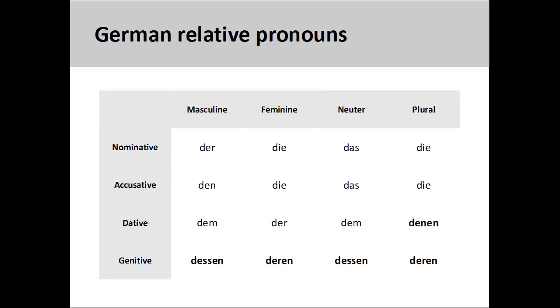As you have by now certainly noticed, the relative pronouns in German are very similar to German definite articles, with the exception of all the genitive forms and the dative plural form. These exceptional forms are displayed in bold on the screen.